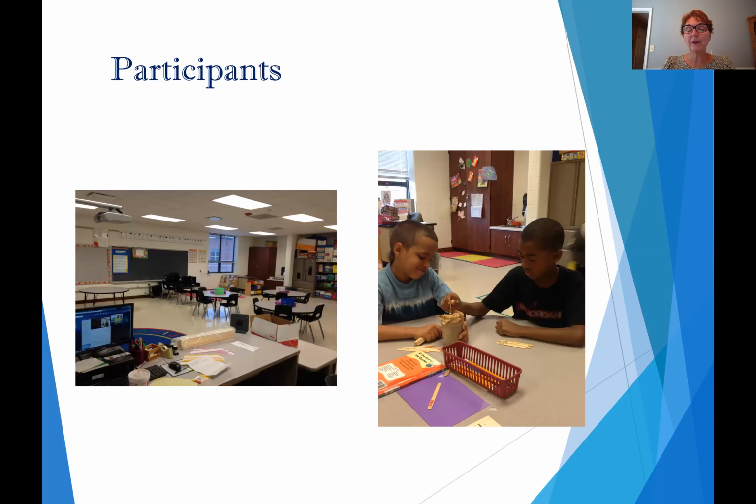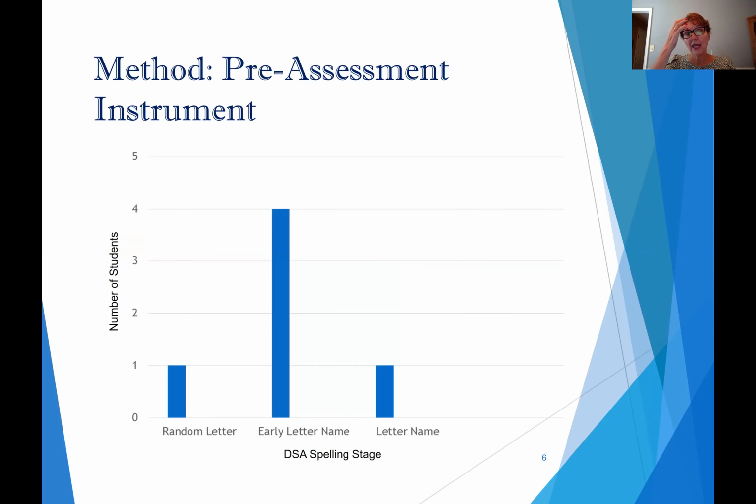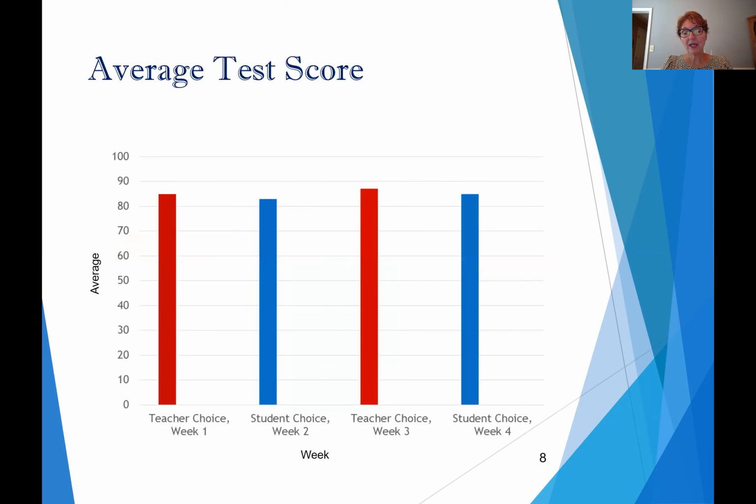She talks a little bit about the participants in her classroom, and then she talks about the method. She's going to do a pre-assessment, a developmental spelling analysis, and she gives some examples of random letter, early letter name, and letter name in her research. These are the kinds of things that she is looking for. Then she does an assessment of her pre-assessment instrument, the number of students and where they were on her particular assessment. That was a picture of the students. We can skip over that.